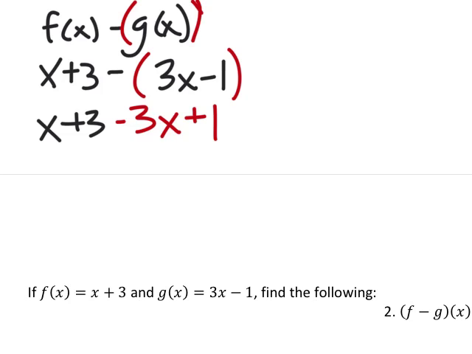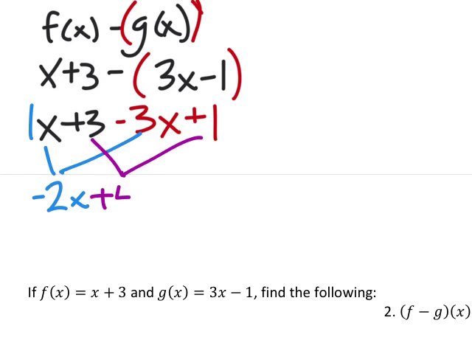So now in this case we're just going to combine like terms from here. So x, that's a 1x minus 3x, that's a negative 2x, and then a 3 plus 1 is a positive 4, and you can see the difference there. If you left that as a minus 1, you'd have a plus 2. So please don't forget to change the sign of that minus.